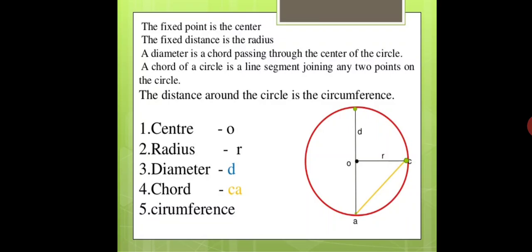Now here is a picture of a circle. And what is its center? That is O. And radius R means OC. Diameter is represented by D. And chord is CA. And circumference is the outer boundary, which is shown by red color.